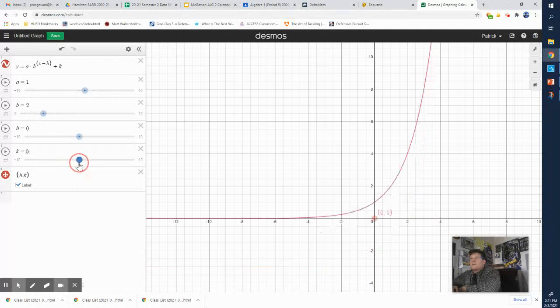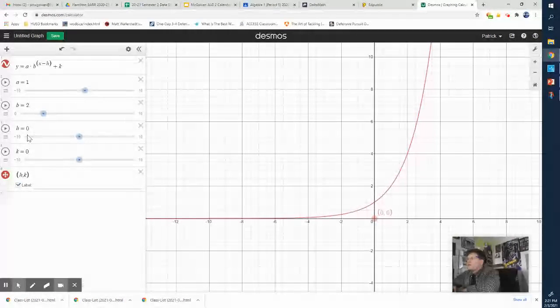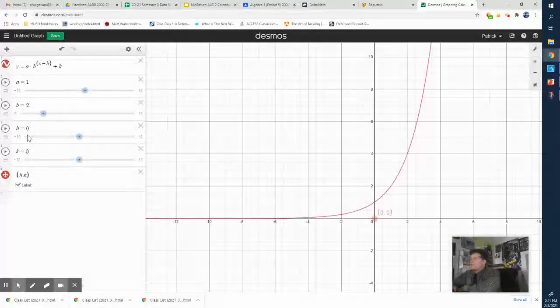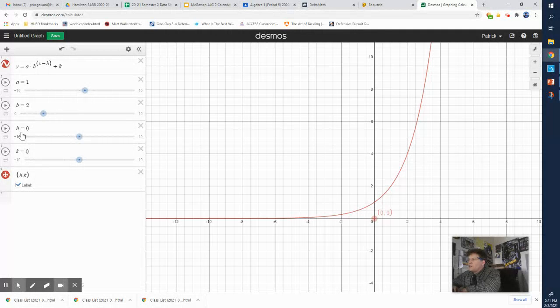So that k value is a little more intuitive. It's easier to remember than the h value because whatever you see there, that's how much you moved up or down. For the h value, whatever you see, it's the opposite direction on how much you moved left or right. So there's two of the movements. You have up or down, left and right. K moves us up or down, h left or right.